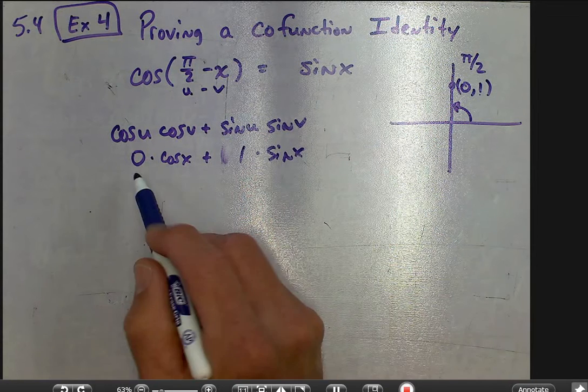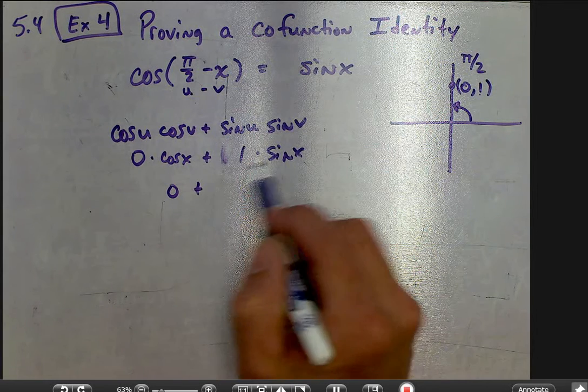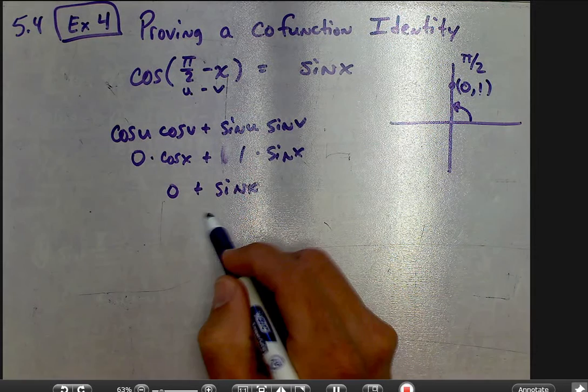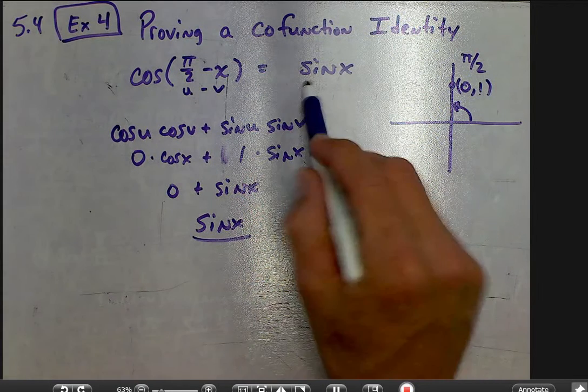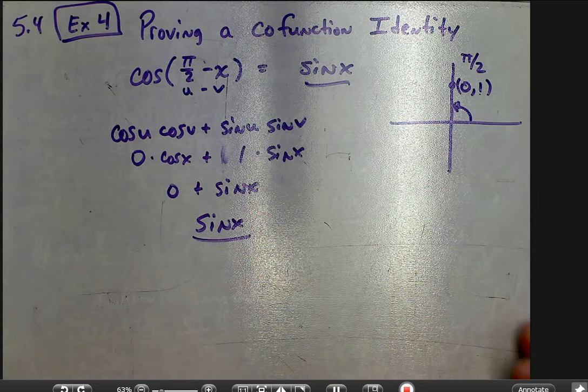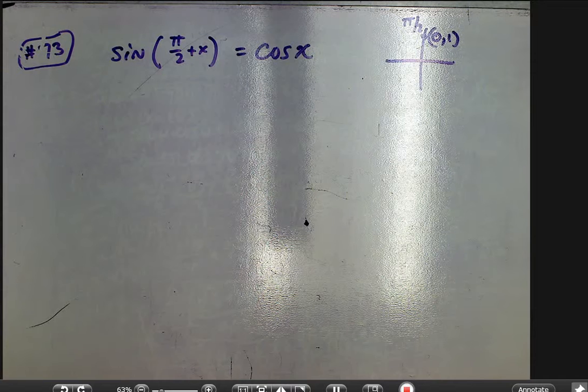0 times cosine x is 0. 1 times sine x is sine x. 0 plus sine x is just sine x. So that just proved that those two are equal to each other, proving the cofunction identity. Go ahead and try number 73, please.